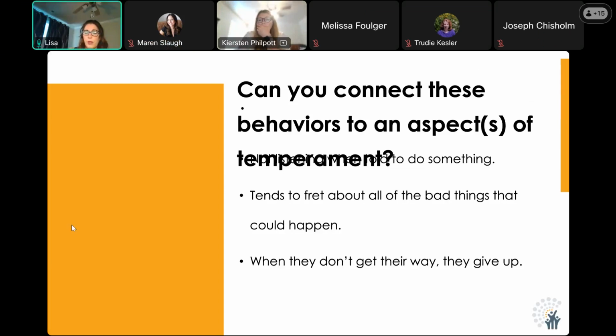What do you guys think of? That one might be the biggest one, but intensity could absolutely be like just a big reaction, like, nope, you're not playing the way I want, so I'm leaving, and just make a big scene about it. So definitely could be intensity. Any other thoughts on that one?